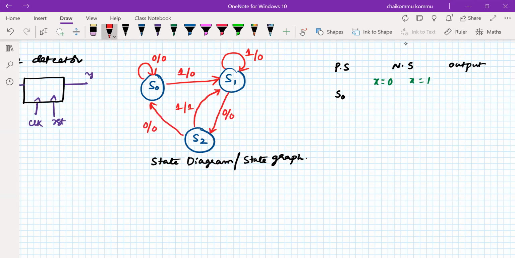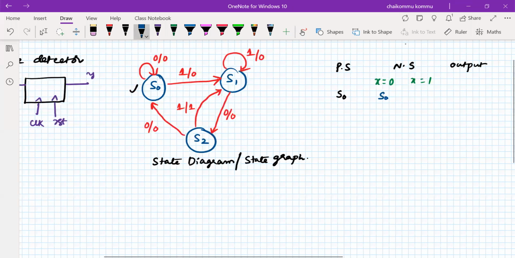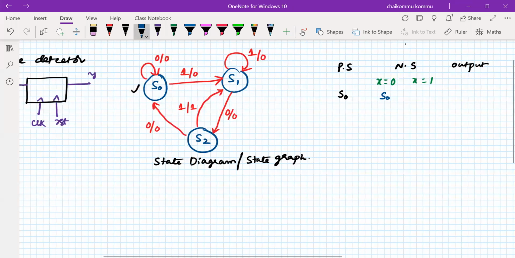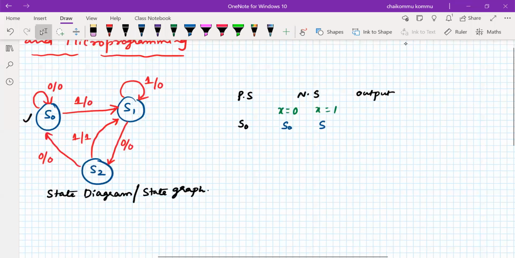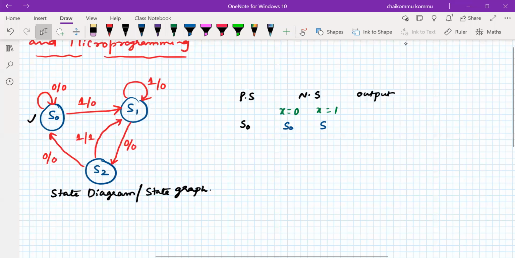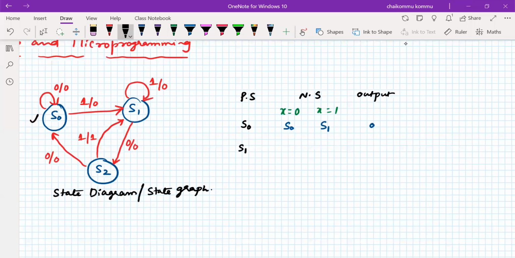If you are in the S0 position, where do you have to move? If X is 0, you should remain in the same S0 state. If it is 1, we have to go to the S1 state. What is the output? The output is 0. Similarly, if you are in the S1 state and X is equal to 0, where are you going? We'll go to the S2 state. If it is 1, it remains in the same state. Here also the output is 0.